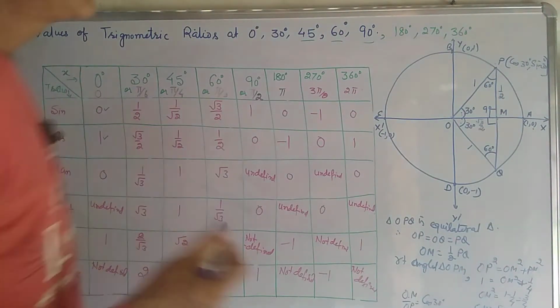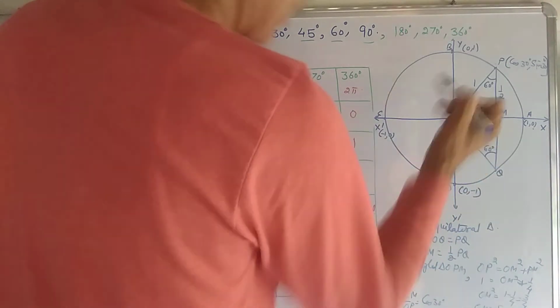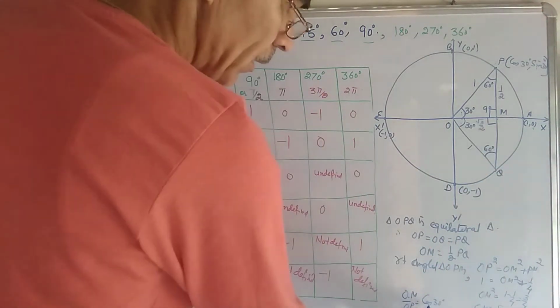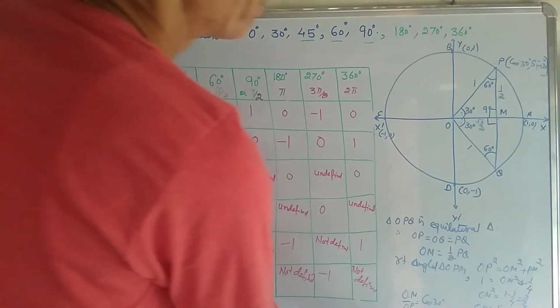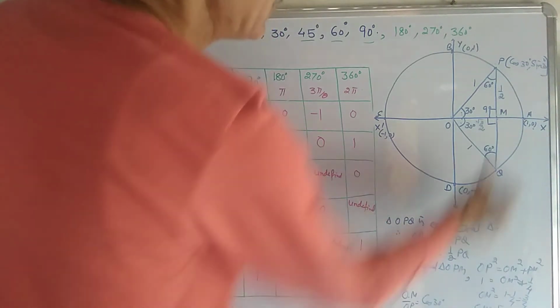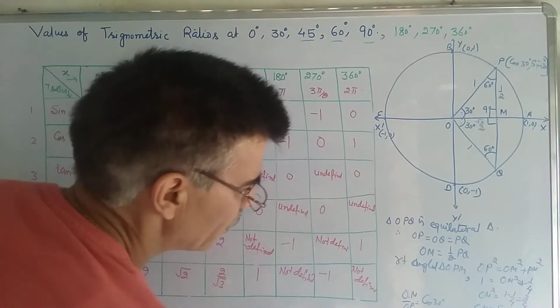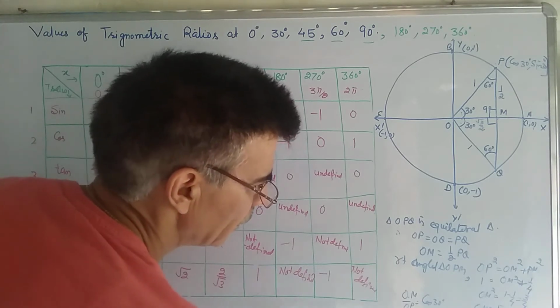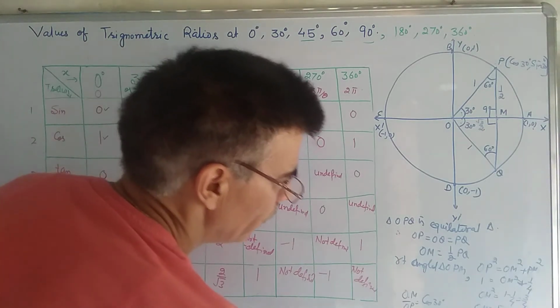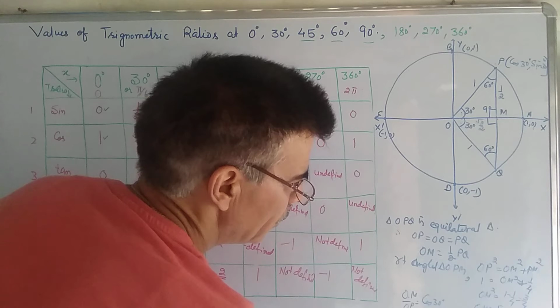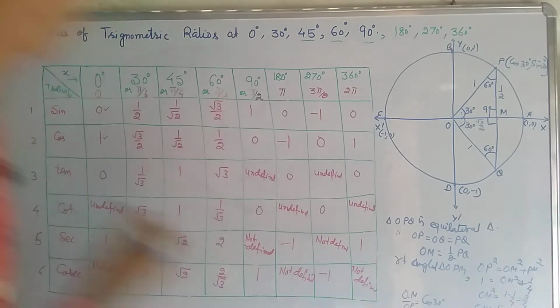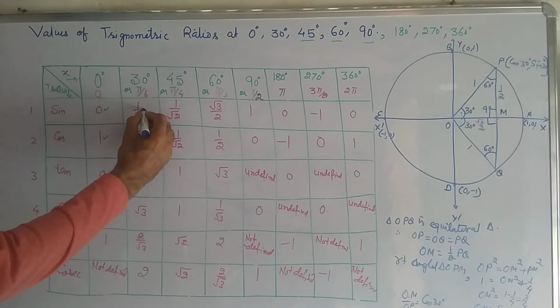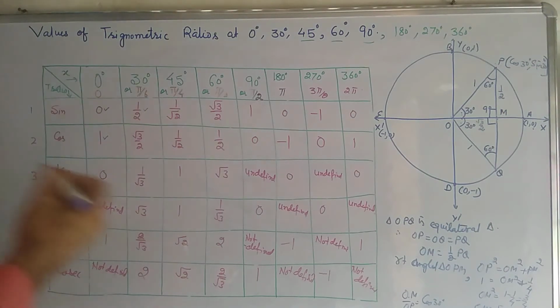Now see, sin 30 degree is PM upon OP. So PM is 1 upon 2, and 1 upon 2 over 1 is sin 30 degree. Means sin 30 degree is 1 upon 2. Here see, sine 30 degrees is 1 upon 2.